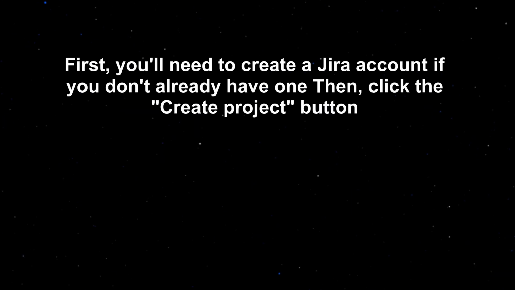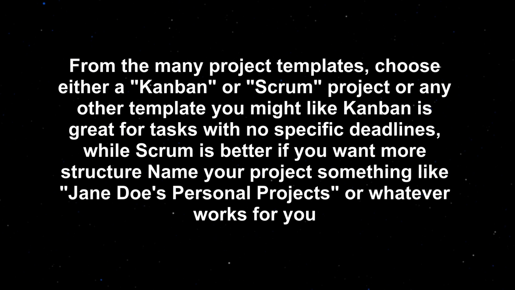First, you'll need to create a Jira account. If you don't already have one, then click the Create Project button. From the many project templates, choose either a Kanban or Scrum project or any other template you might like. Kanban is great for tasks with no specific deadlines, while Scrum is better if you want more structure. Name your project something like Jane Doe's Personal Projects or whatever works for you.